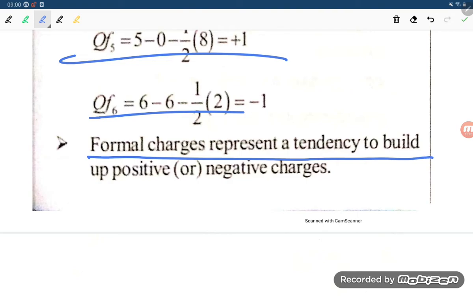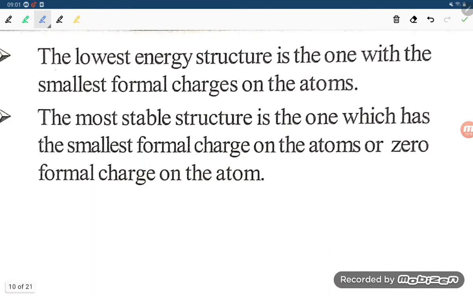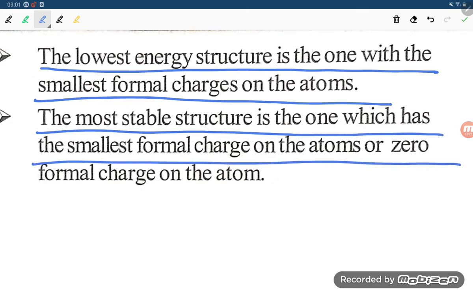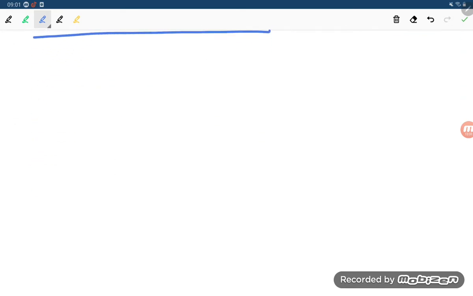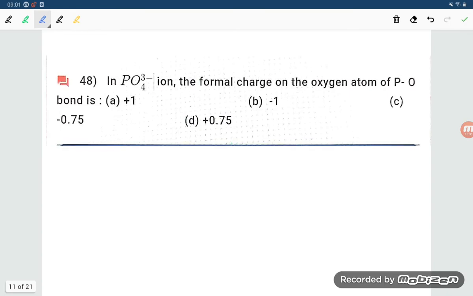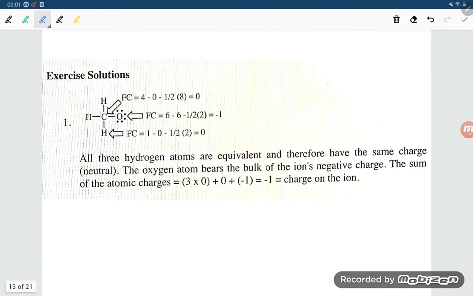Formal charge represents the tendency to build up positive or negative charges. Okay, next slide. The lowest energy structure is the one with the smallest formal charge on the atoms. The most stable structure is the one which has the smallest formal charge on the atoms, or zero formal charge on the atoms. Okay, now next one, students, we are going to understand the formal charge. This you don't consider, better we calculate this one.